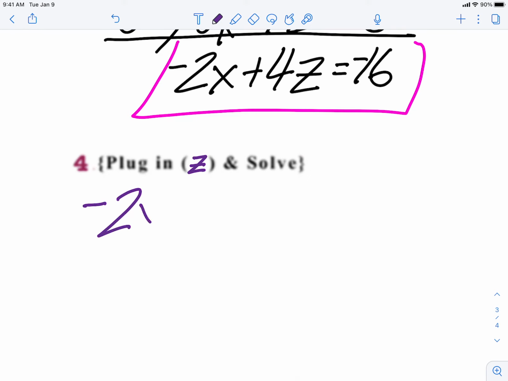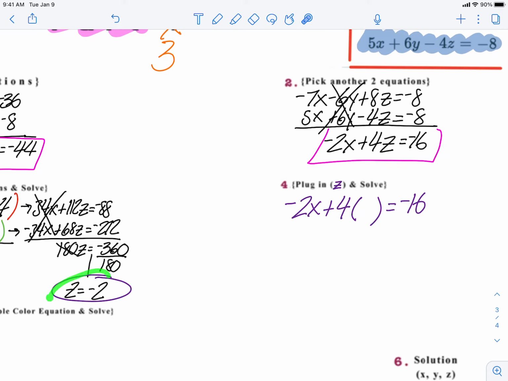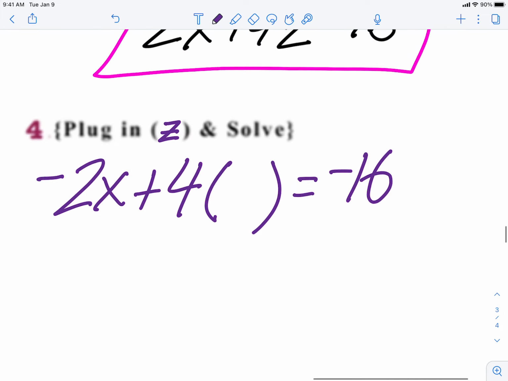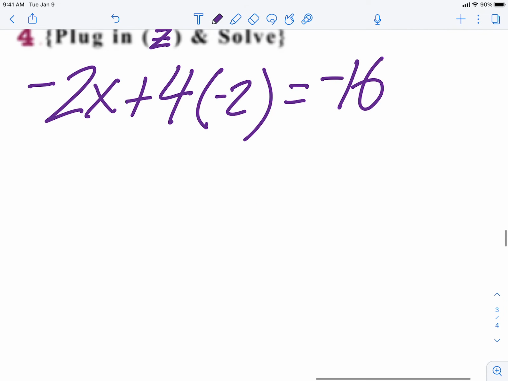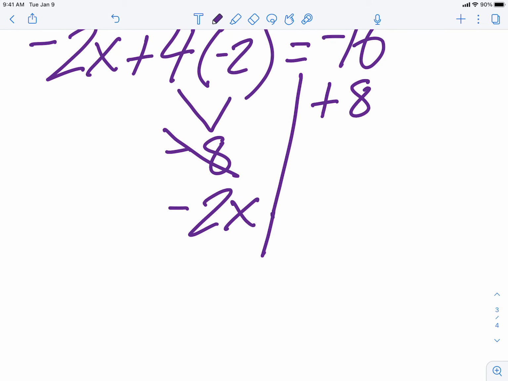So negative 2x plus 4, not z, parentheses, is equal to negative 16. Well, how much is z? Z is -2, and that goes right in there. Look at that, -2. So I draw my line of separation. 4 times -2 is -8, which immediately is going to come over as +8. So I'm going to be left with -2x, -16 plus 8. Different signs, I subtract. I get -8.